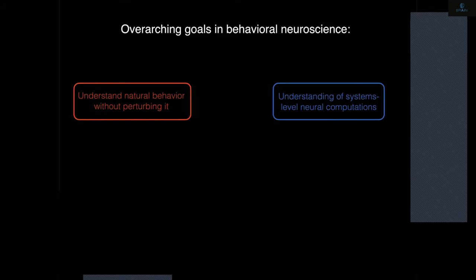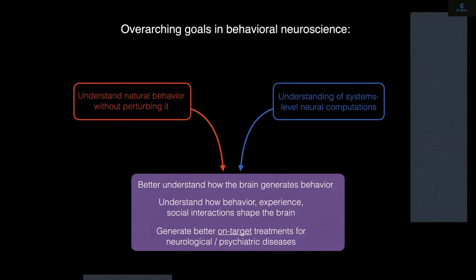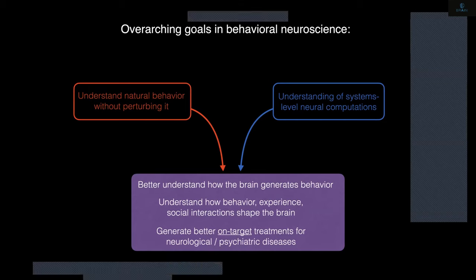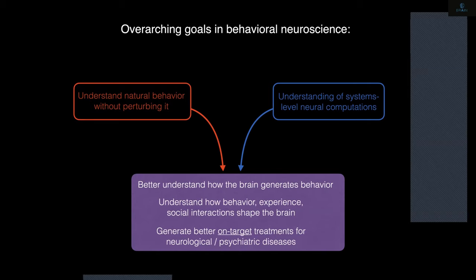So the overarching goal of behavioral neuroscience, most broadly speaking, is to understand the natural behavior of any animal, whether a human or a monkey or a rodent, without perturbing it. And at the same time, you want to understand systems-level neural computations, what the brain is doing. You want to put these together, the understanding of the brain and behavior, so that you can build a more accurate model of how the brain generates behavior. You understand how behavior and experience and social interactions feed back and shape the brain. And in the longer run, over the horizon, the idea is that this will equip us to generate better, more on-target treatments, for example pharmacological interventions.